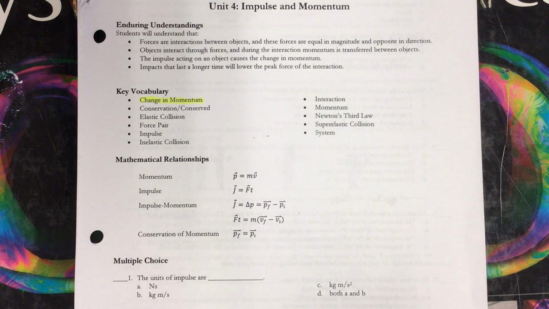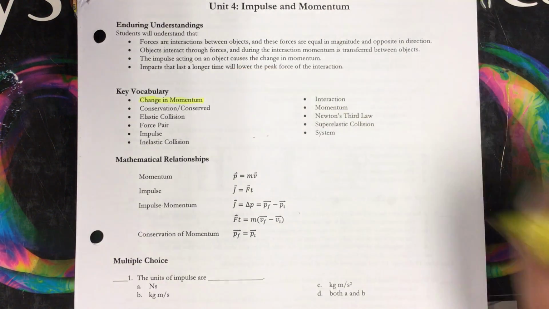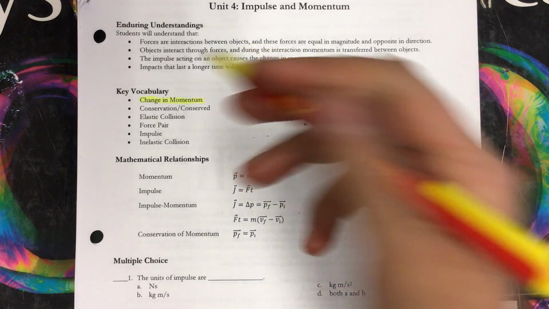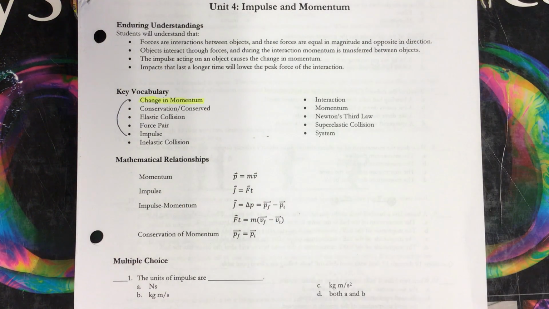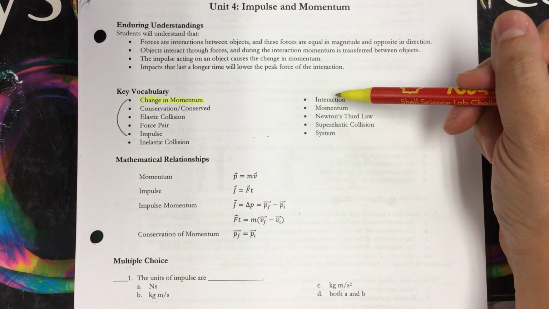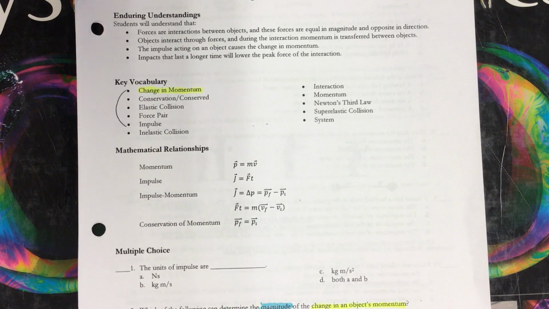but here we go. First off, as I go through, I've highlighted some key words like change in momentum. You know that change in momentum and impulse are going to mean the same thing. Just see how many times this comes up, right? In fact, it's one of these enduring understandings over here. So let's start off with multiple choice.